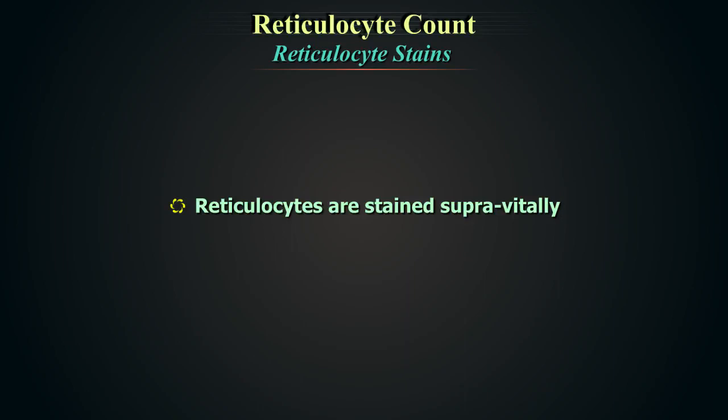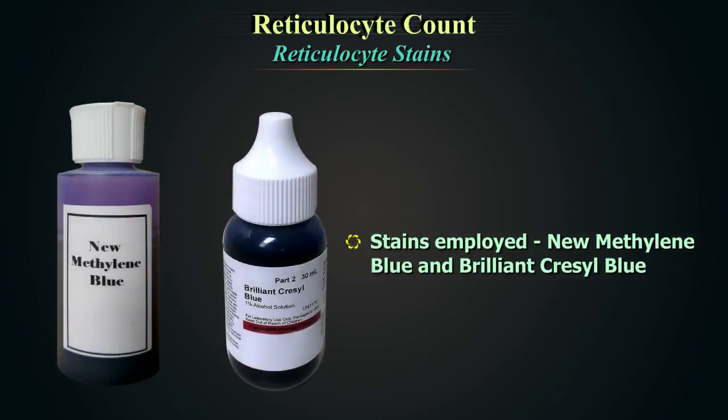Reticulocytes are stained supravitally. That means the cells are live while being stained. Hence, you should not stain a smeared sample. The usual stains employed are new methylene blue, brilliant cresyl blue, and azure B.